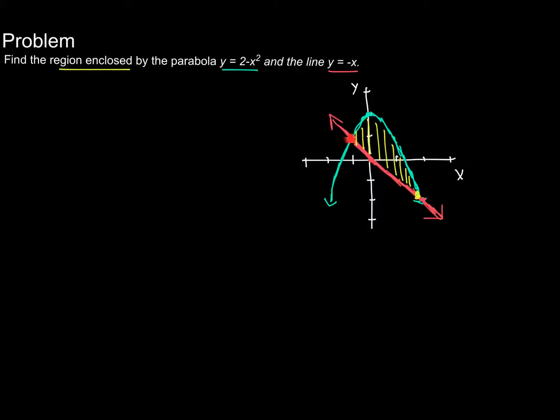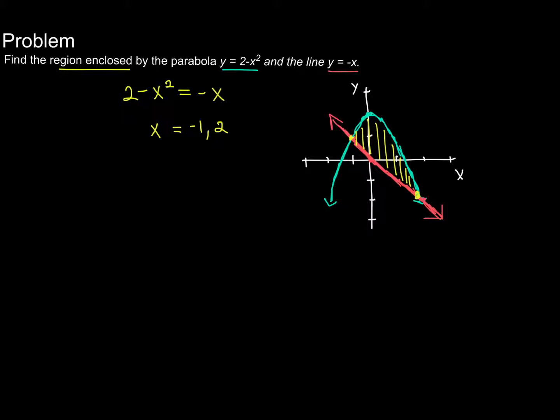Remember, I'm just asking myself, where does the blue curve, 2 minus x squared, equal the red curve, which is negative x? And so I can solve that. 2 minus x squared equals negative x. And when I solve that, I'm able to see that I get values of x equals -1, and x equals +2.